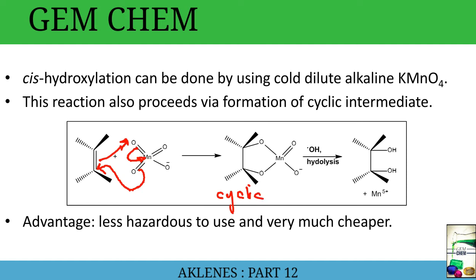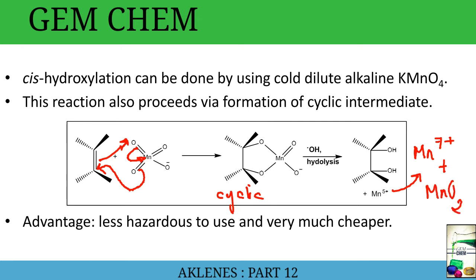And the last step is that on hydrolysis these two bonds break, oxygen-Mn and oxygen-Mn, to give us the dihydroxylated product. Now if you see, we get manganese 5 plus, and we can again get back Mn 7 plus, MnO2.